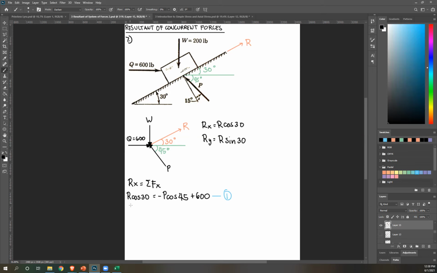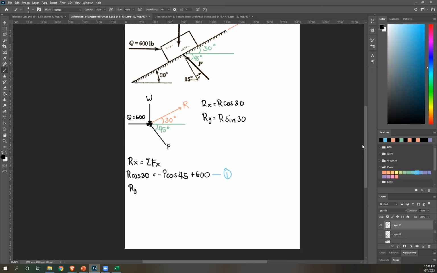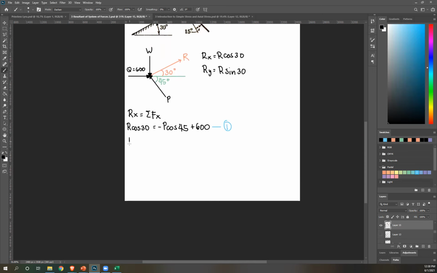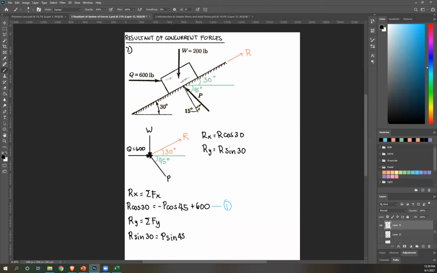Next, let's do the same thing for Ry. So Ry is just summation of forces Y. Ry is R sine 30. Let's begin. P, as you can see, is upward. Therefore, positive P sine 45 for the Y component. Next, W is downward. The weight is given 200.